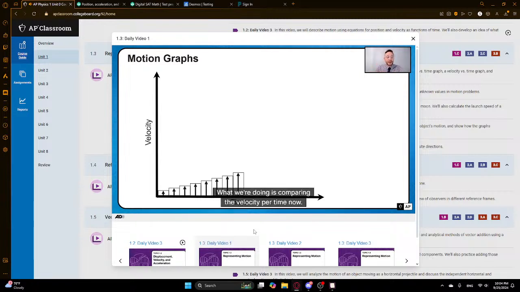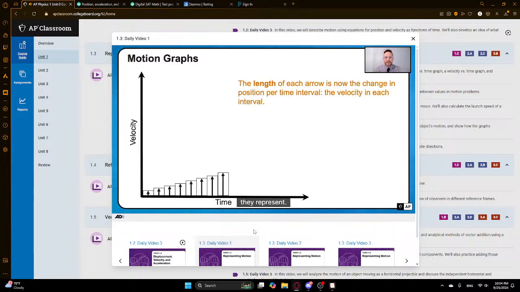What we're doing is comparing the velocity per time now. So the strips are going to change a little bit what they represent. The length of each arrow is now the change in position per time interval. That's just the velocity. So the length of each arrow is the velocity, the average velocity that the car had for that time interval. The width is still those equal time intervals. And so now what we're looking at is that this graph is showing an object moving with an increasing velocity.